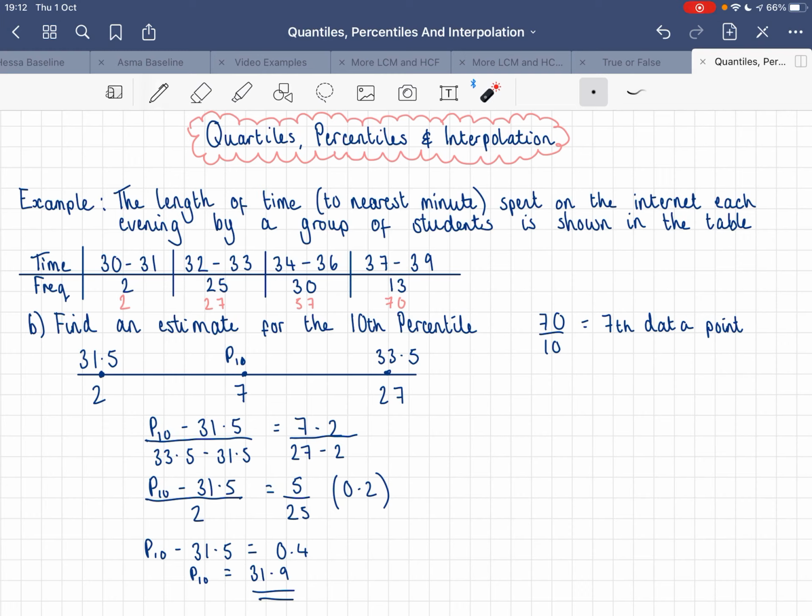And I hope it helps with your work on interpolation, quartiles and percentiles with grouped frequency in your A-level stats. Thanks for listening, and I hope it helps.